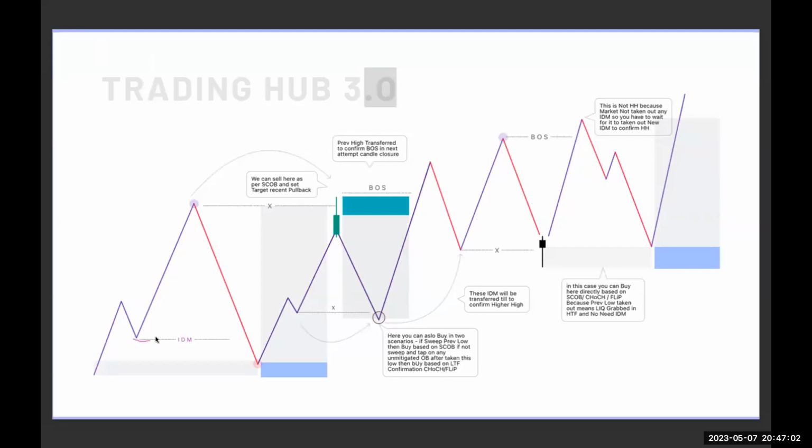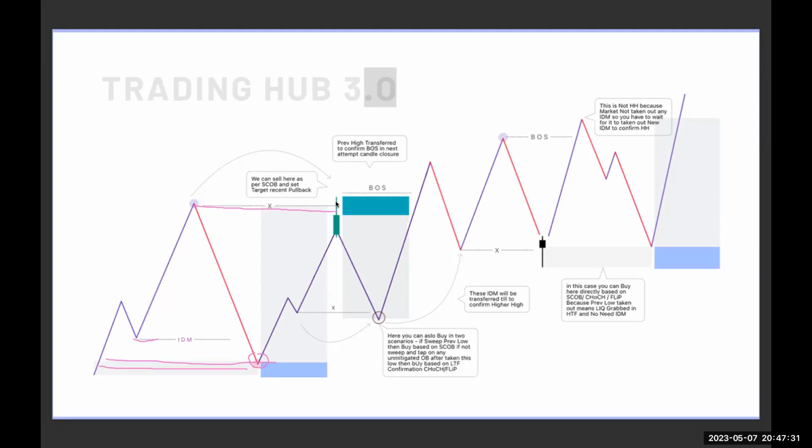In this case, the inducement is taken out and it mitigates your order block. You can buy here based on CHoCH and flip, also single candle order block, but price must tap on the PDH here. Simple, right? But in this situation, what happens is, if the market sweeps this high, sometimes the market is bullish and sweeps the previous high. And then in that case, how can you deal? Simply you can sell here, but for the short term.